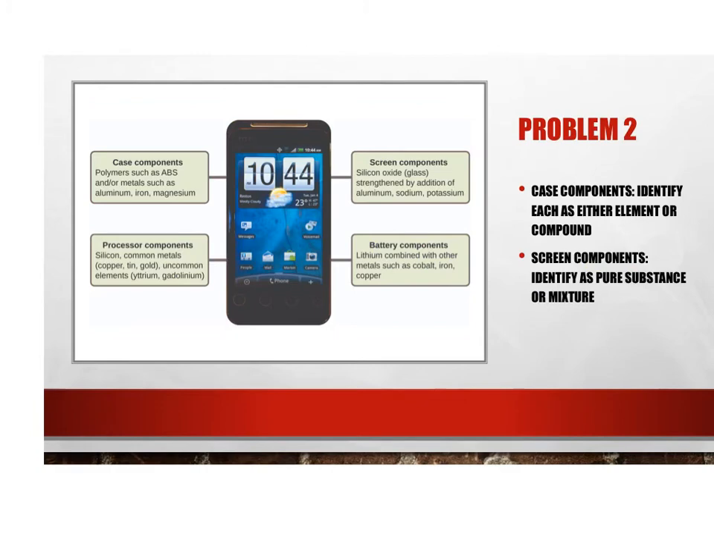Right, problem number 2, case components. Identify each as either element or compound. So let's look at the case components. Polymers such as ABS, which stands for acrylonitrile butadiene styrene. Okay, you didn't need to know that. But it's composed of monomers or monomeric subunits, which are just molecules all linked together, the same molecule all linked together. That's what you need to think of. So polymers such as ABS, and then metals such as aluminum, iron, and magnesium. So we have 4 different parts that we're identifying here as either element or compound.